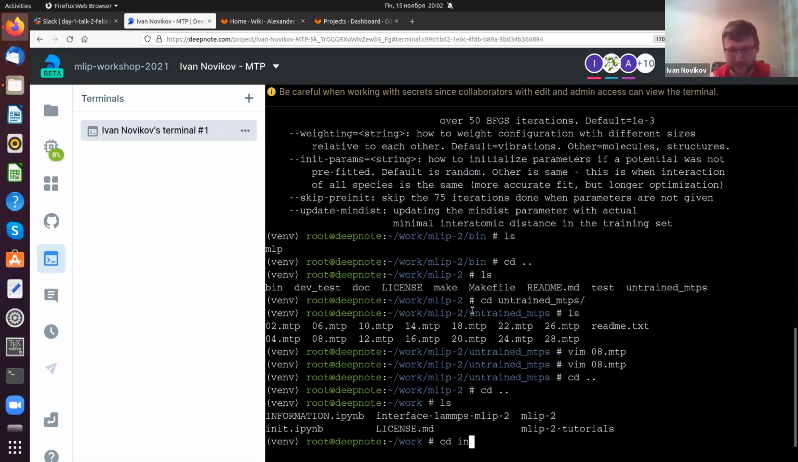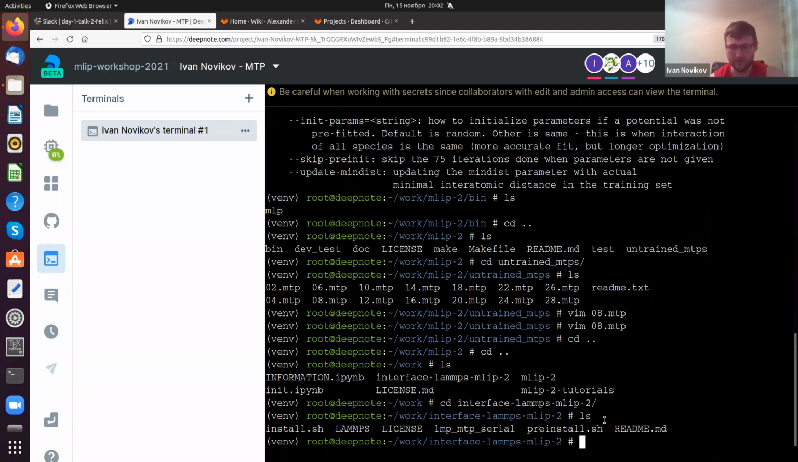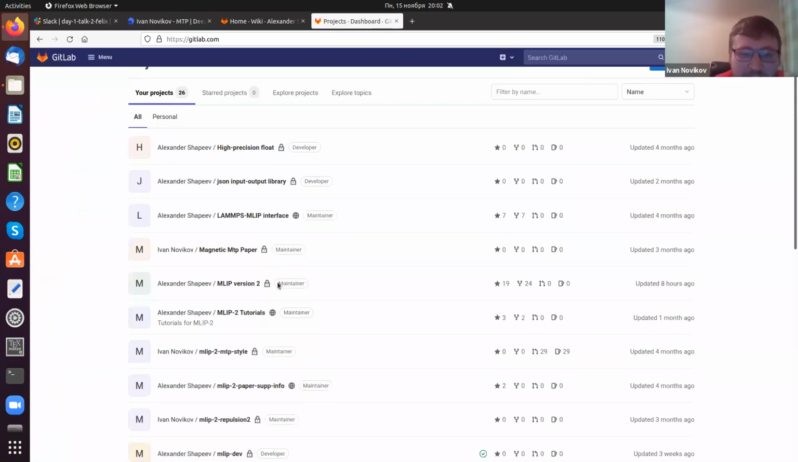We also have an interface with LAMMPS. Now go to interface lammps MLIP2. Here I also have an already compiled LAMMPS binary file that allows us to run MTP, but a serial version. In this computer, only a serial version. Yes, I should show you, I suppose.